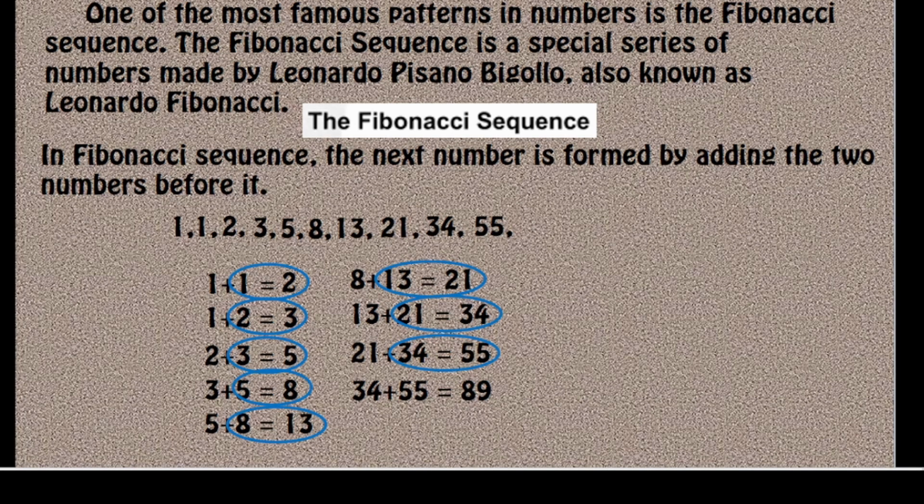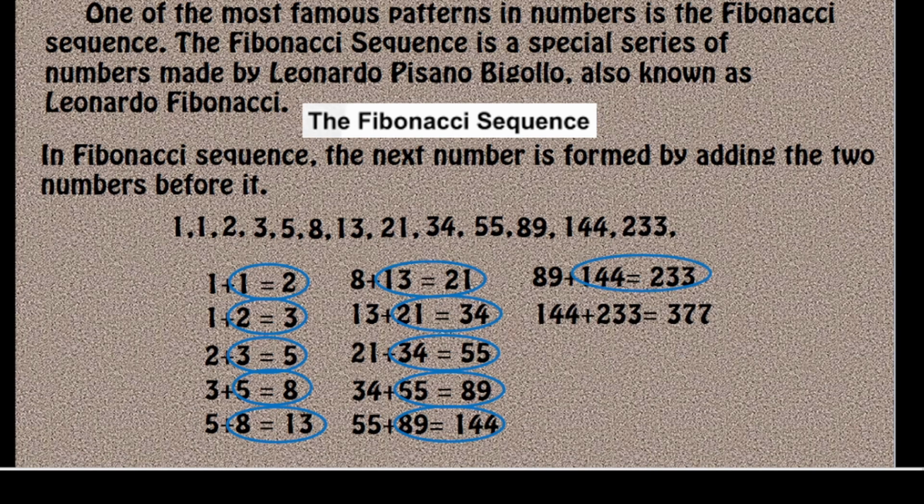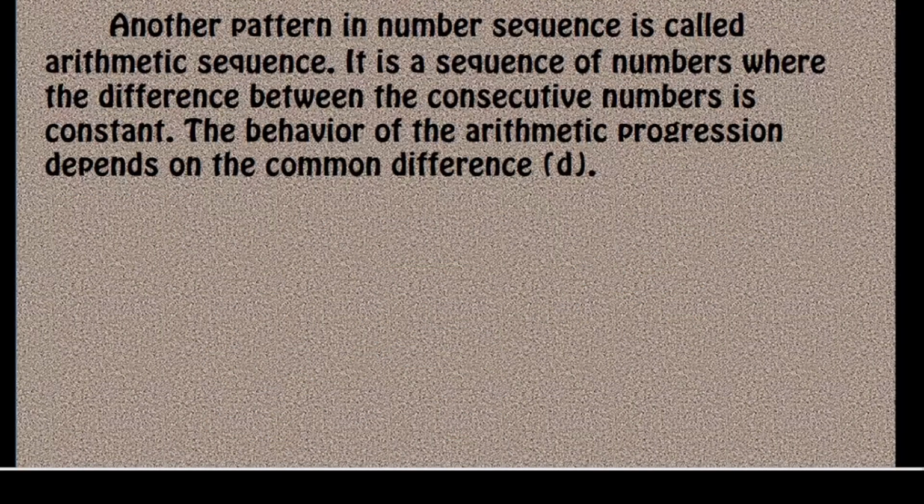34 plus 55 equals 89. 55 plus 89 equals 144. 89 plus 144 equals 233. 144 plus 233 is equal to 377, and so on. Kung mapapansin ninyo mga bata, ina-add ang isang adden sa sum upang makuha ang susunod na number sa Fibonacci sequence. Another pattern in number sequence is called arithmetic sequence.